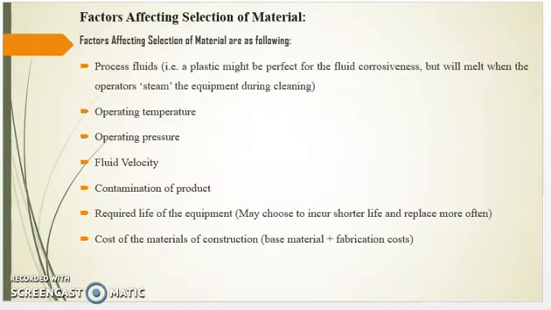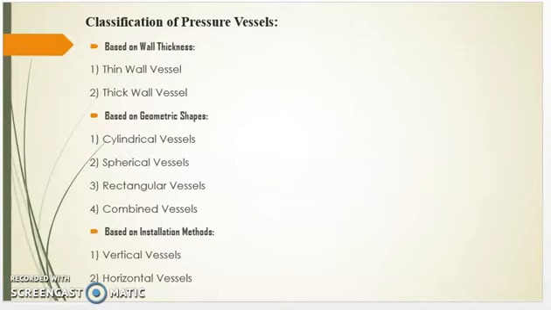Now we will see factors affecting the selection of material for pressure vessels. First is process fluids, second is operating temperature, operating pressure, fluid velocity, contamination of product, required life of the equipment, and cost of the materials of construction.